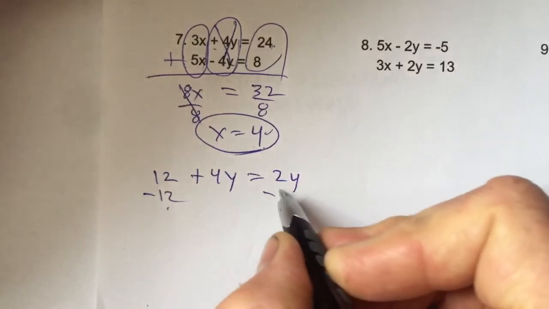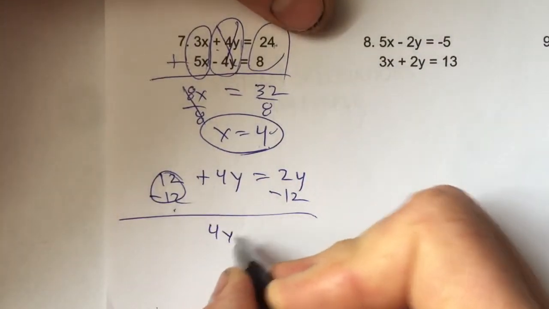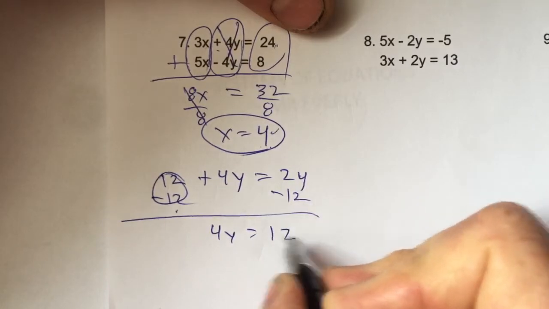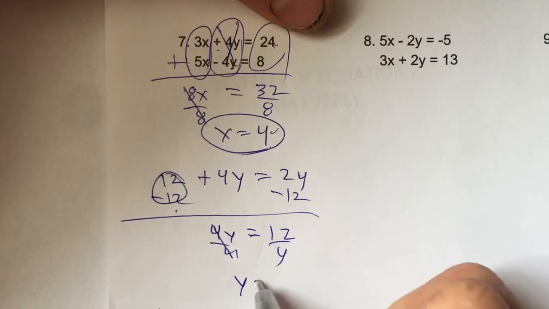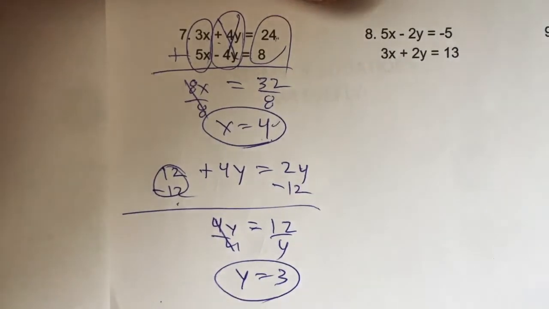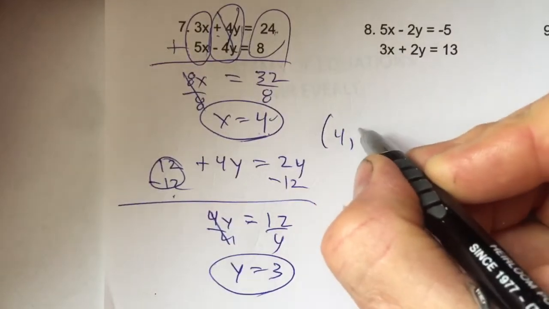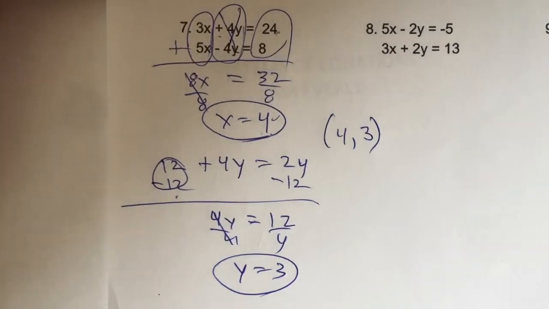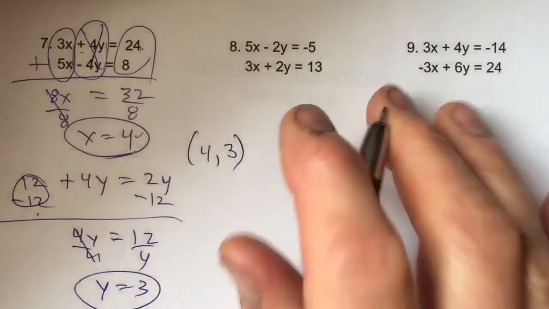So I'm going to minus 12 on both sides. This will go away. 12 minus 12 goes away. 4y equals 24 minus 12, which is 12. And then divide both sides by 4. Y is 3. Okay, so there's my two variables. Now the x variable goes first and the y variable second. So there's my solution there. Okay, so that's how you'll do 8 and 9.